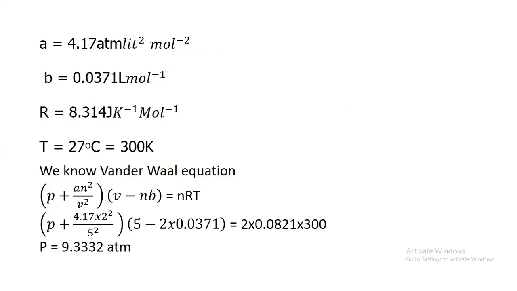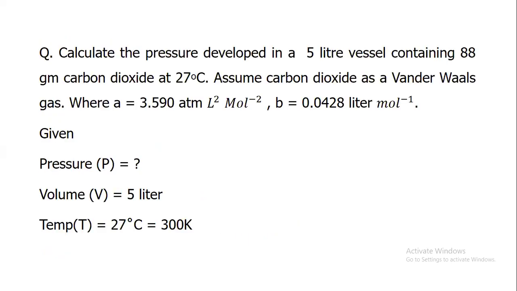We know van der Waals equation, P plus a n square over V square, times V minus nb, equal to nRT, and substituting values, P equal to 9.332 atm. Calculate the pressure developed in a 5 liter vessel containing 88 gram carbon dioxide at 27 degrees Celsius.